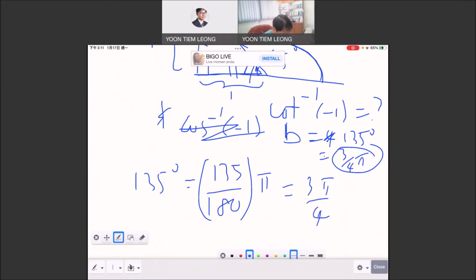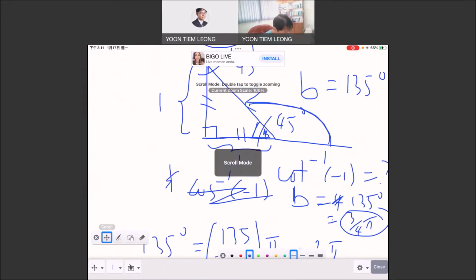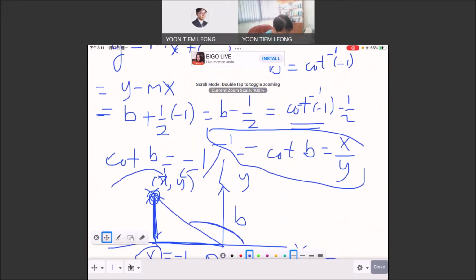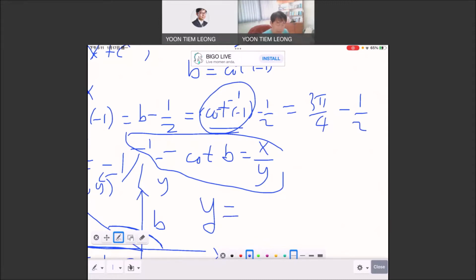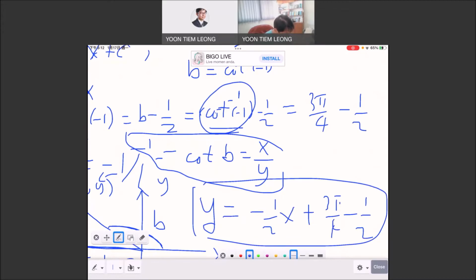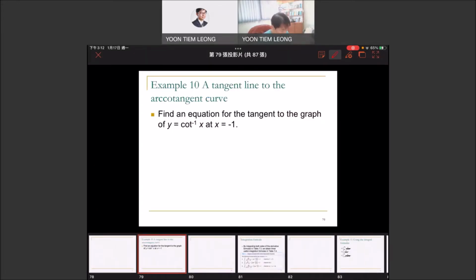So that is the answer for the cotangent, which is just like this. So the value of B is just a number here. This is just equal to 3 pi/4 for this arctangent of -1, minus 1/2. Right. So the tangent line should be just -1/2 x plus 3 pi/4 minus 1/2. Okay, so that is my answer to the question of this part.